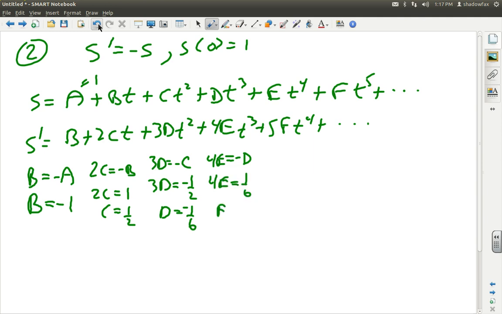And e is 1/24. And once again, 5f is the opposite of e, and e is 1/24, so 5f is -1/24, so f is -1/120. Good.